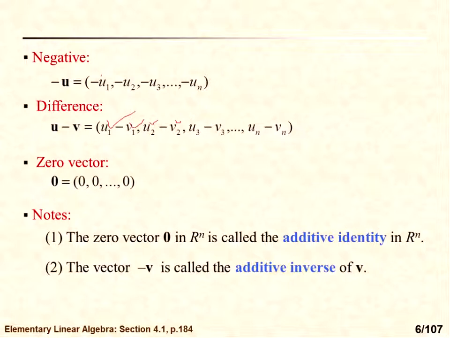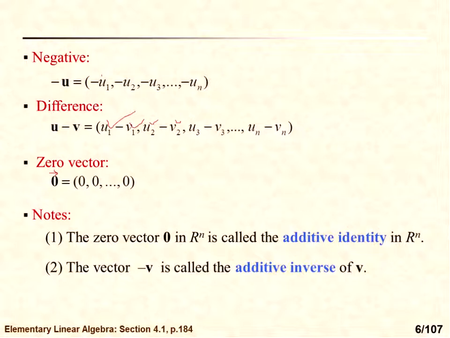Now there is another thing, that is a zero vector. Zero vector is defined by 0 0. If it is in two dimensions, then we say that 0 is equal to (0, 0). And if it is in three dimensions, we say 0 is equal to (0, 0, 0). Similarly, in n dimensions, we say that it is 0 up to n.